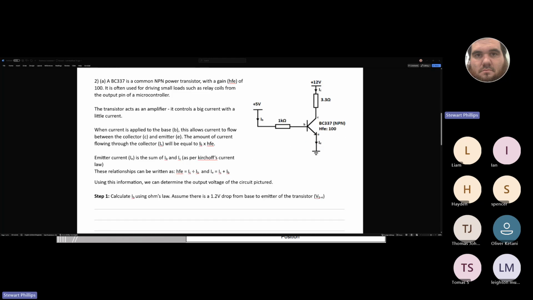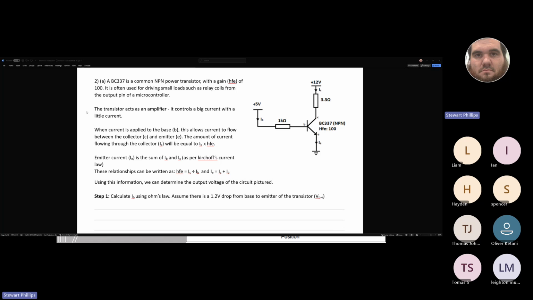Cool. So the BC337 is a common NPN power transistor with a gain HFE of 100. It is often used for driving small loads such as relay coils from the output pin of a microcontroller. A transistor acts as an amplifier. It controls a big current with a little current.